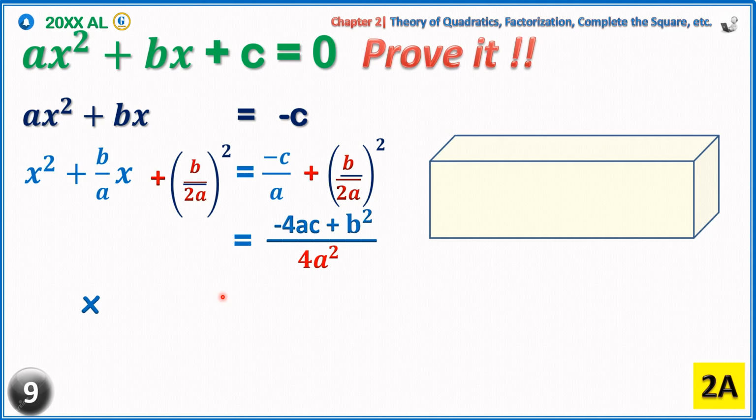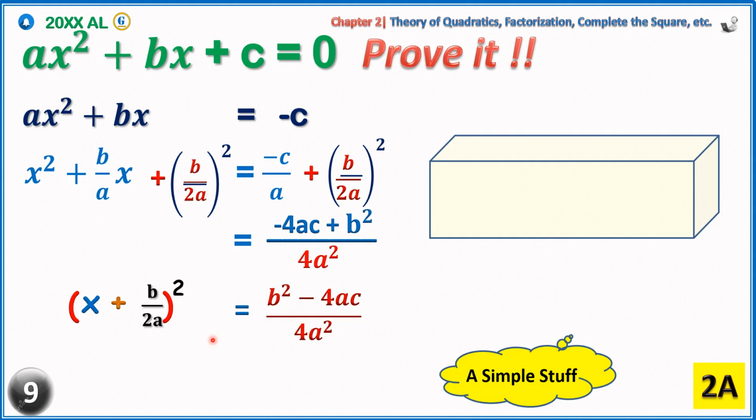Now, the next thing, the left hand side can also be simplified as follows. We look at the terms at the extremes of the left hand side. We have x and we have b over 2a. We do not consider the squares. So we'll have x, the sign here is positive, so plus b over 2a, and we put the square. When you expand this particular expression, you will have back this one that is here, because this is already in the form of a perfect square, which is x plus b over 2a, all squared, and the right hand side, we already have it to be that. This is simple stuff.